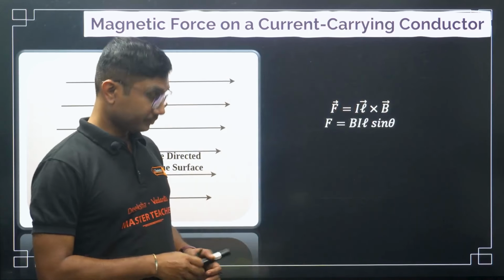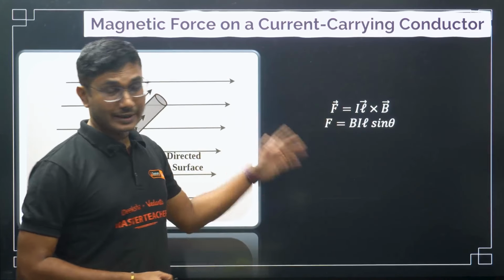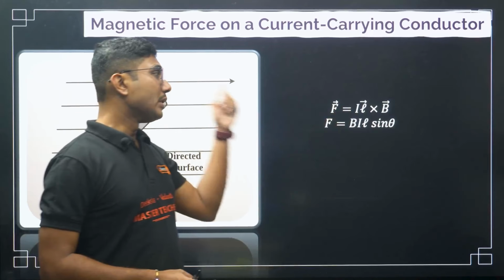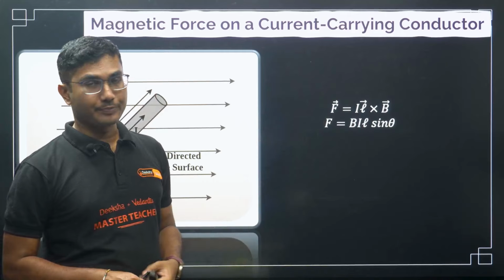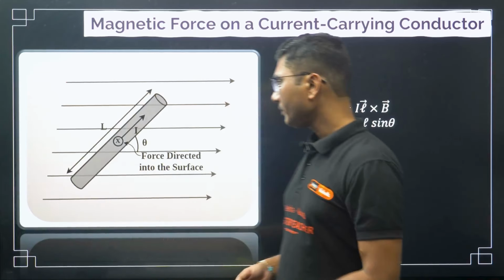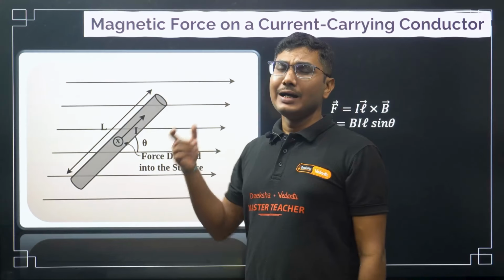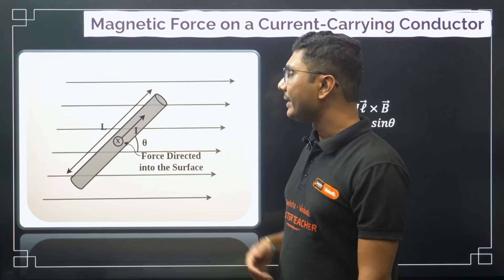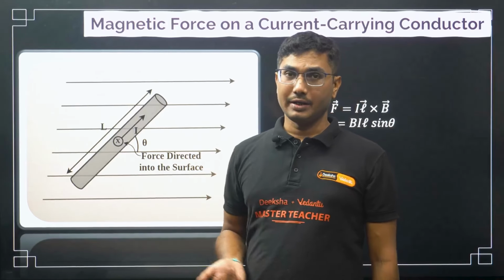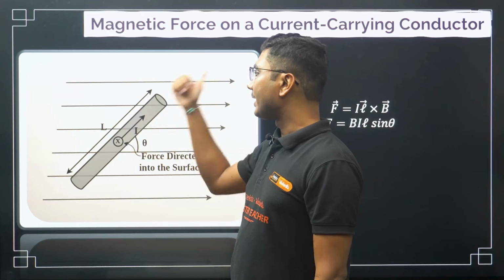To find the direction as well as magnitude, we will use F is equal to I into L cross B. What is the L vector? L vector is a length vector. Length vector means obviously the length of the conductor, and it is in the direction of the current.